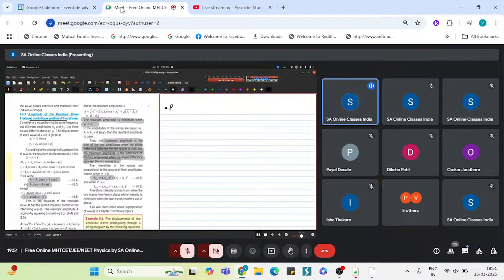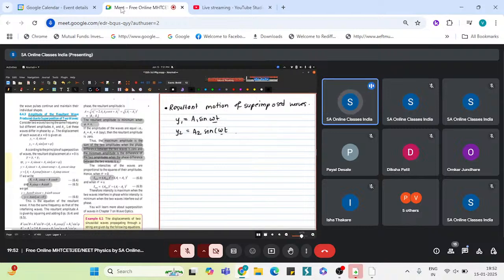So, resultant motion of superimposed waves. We can consider two waves which are coming to the same point in the medium simultaneously. So we can write y1 as a1 sine omega t, and y2 is the wave with different amplitude. So a1 and a2 are different, but it has the same omega.